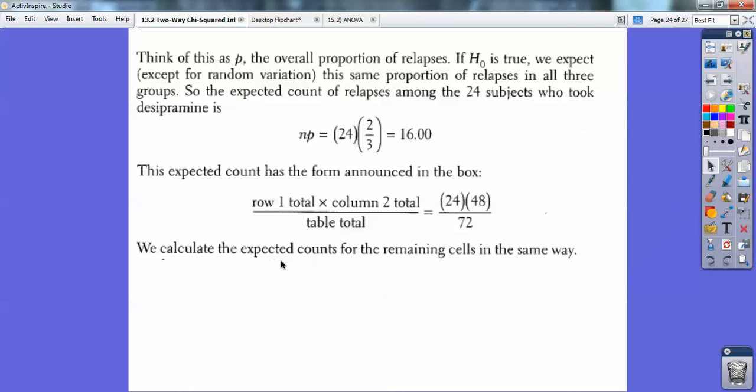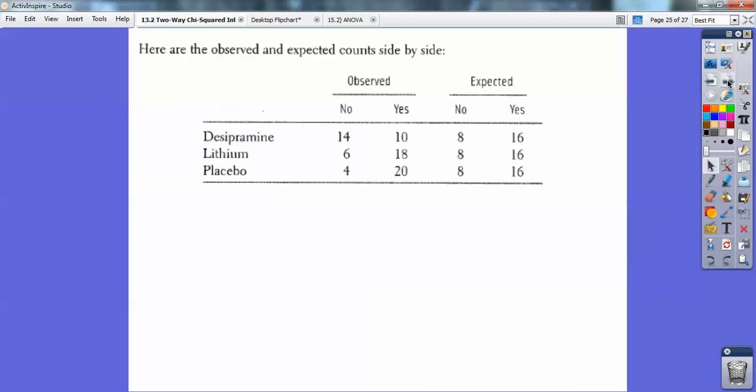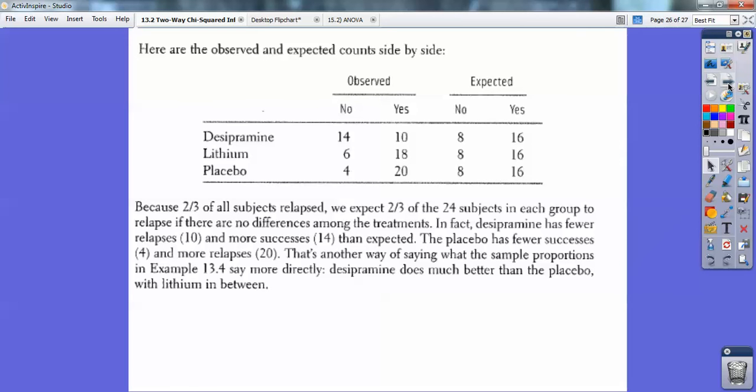We calculate the expected counts for the remaining cells in the same way. The other relapse cells should have expected counts of 16 right there. So these are the 16s, for no relapse and yes relapse. Those are the expected counts, and these are the observed counts. Because 2/3 of the subjects relapsed, we expect 2/3 of the 24 in each group to relapse if there are no differences among the treatments.